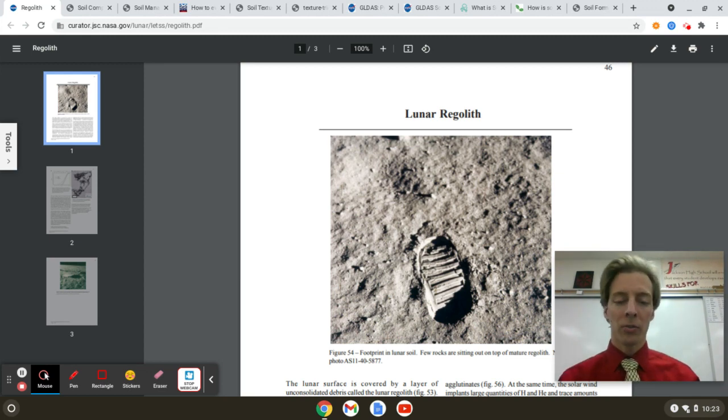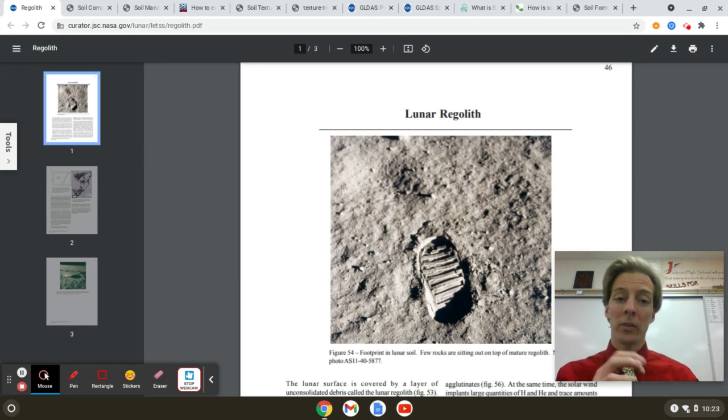So regolith is the layer of rock and mineral fragments covering all of the Earth and the moon and any other planet, right? It's rock and mineral fragments. How do you go from regolith to soil? Regolith is just broken rock, minerals, the stuff that's in there, just loose, compacted. The stuff on the moon is very dusty, very sharp. It's a very, very fine powder.